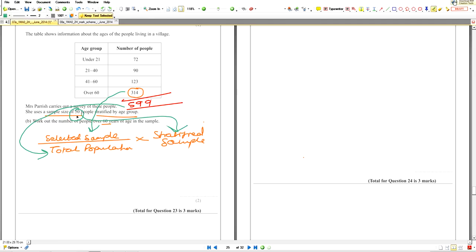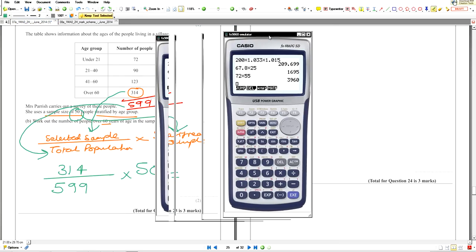So let's put everything into context. We have 314 is the ones which are over 60. We have a total population of 599. So it's 314 out of 599 times by the stratified sample size, which is 50. So we've got to grab all of this, throw it into the calculator, and that will give us a value of, well, let's see what the calculator tells us. Let's have a look.